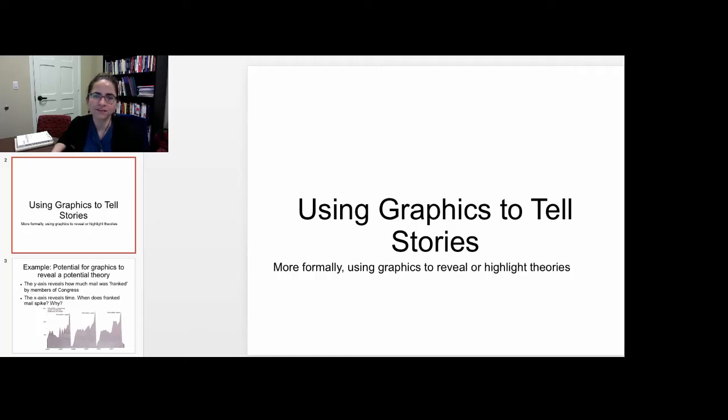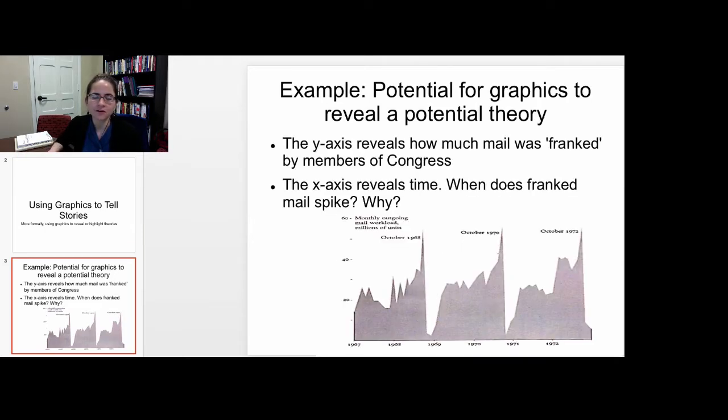So now we're going to move on to using graphics to tell stories, or more formally, using graphics to reveal or highlight theories. There are two different ways that you could think about using graphics. One is to explore your data and try to infer some patterns for what could be the relevant patterns that you should be looking for.